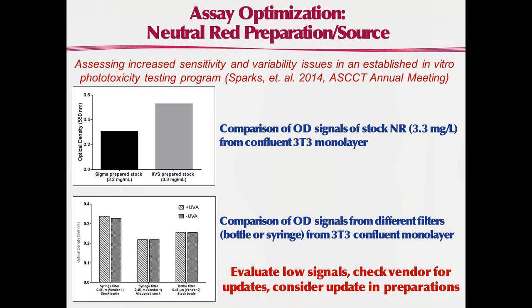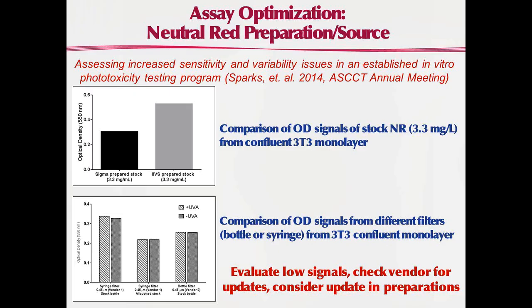Shortly thereafter, we also started noticing some changes in our filters that we've been using to prepare the 33 microgram per mil Nutri-Red. And we had typically been using a bottle filter, and within that bottle filter, the amount of time that the filtration had taken had increased from lot to lot. So we checked the vendor, and what we found was that actually there were changes in their manufacturing processes, which we thought perhaps contributed to the difference in the responses.